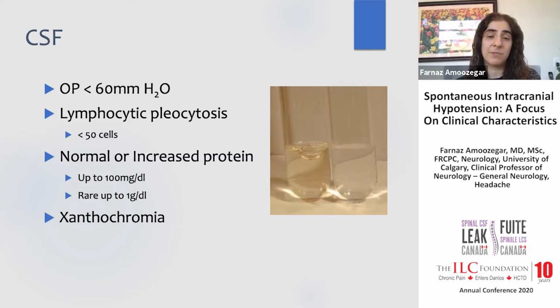There can be a lymphocytic pleocytosis, meaning that there can be increased white blood cell counts of the lymphocyte type, but it may perfectly be normal as well. And sometimes we can also see increased protein, but again, the protein can often be normal as well. And there can also be xanthochromia, which is just the breakdown products of red blood cells that we tend to see, because there can be tearing of small veins or arteries. And so the blood products can sometimes be evident in the CSF as well.